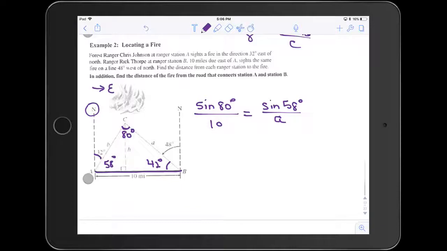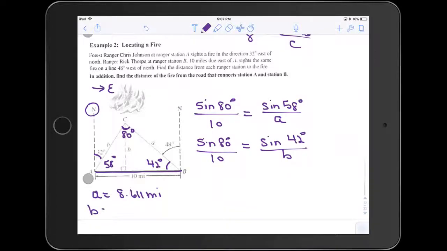So as we continue on, we can do the same thing. Sine of 80 degrees over 10 is equal to the sine of 42 degrees over B. And this value right here, let's write it down here. So we know the length of A, when you cross multiply and solve, should be 8.611 miles. Again, we need a unit on this one.